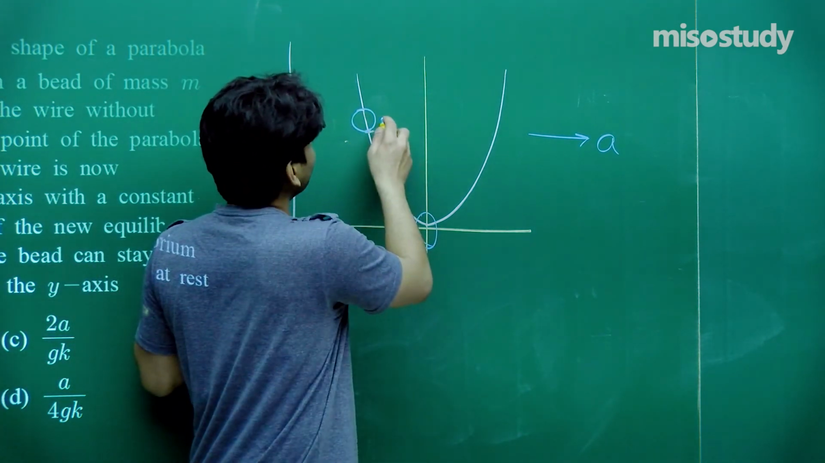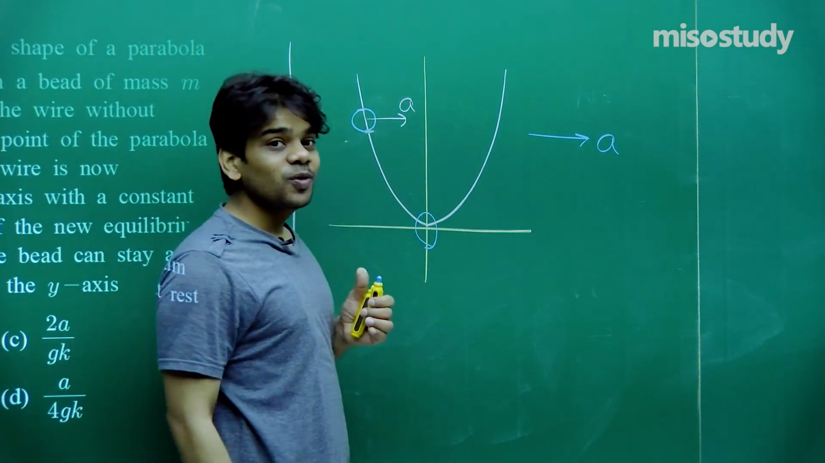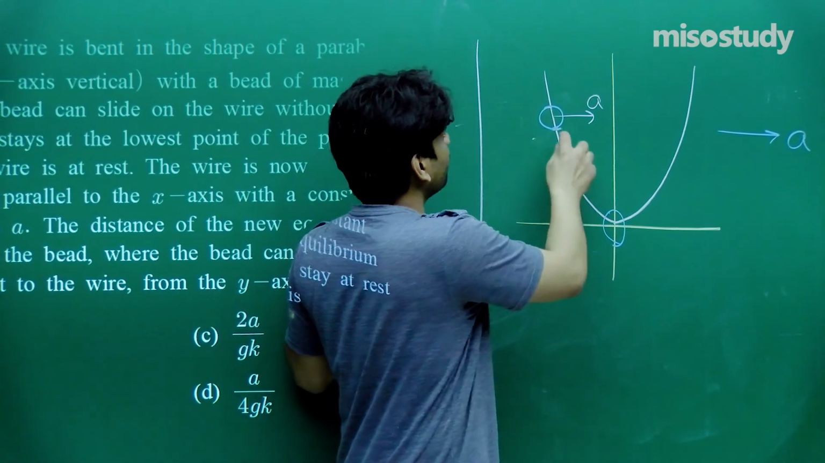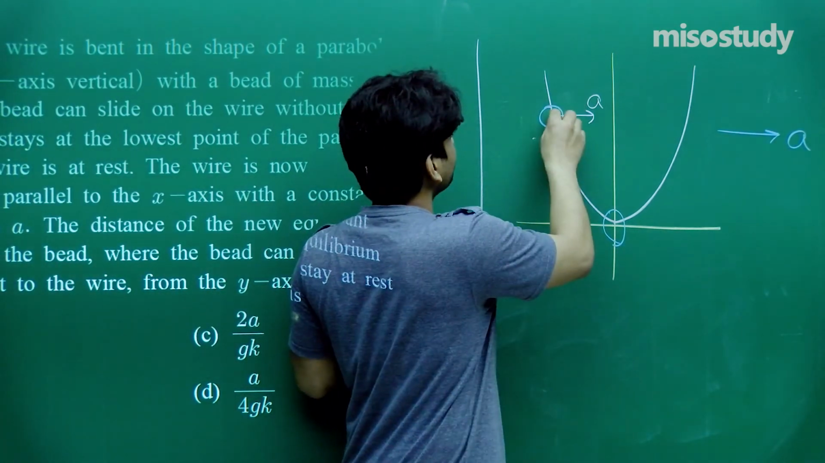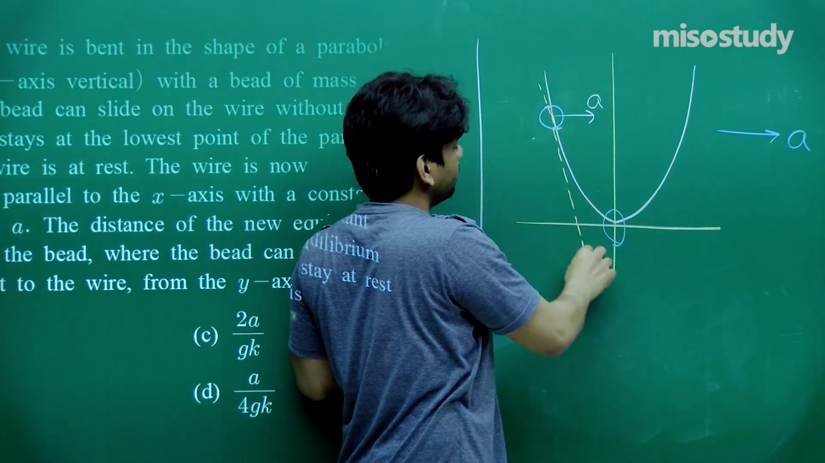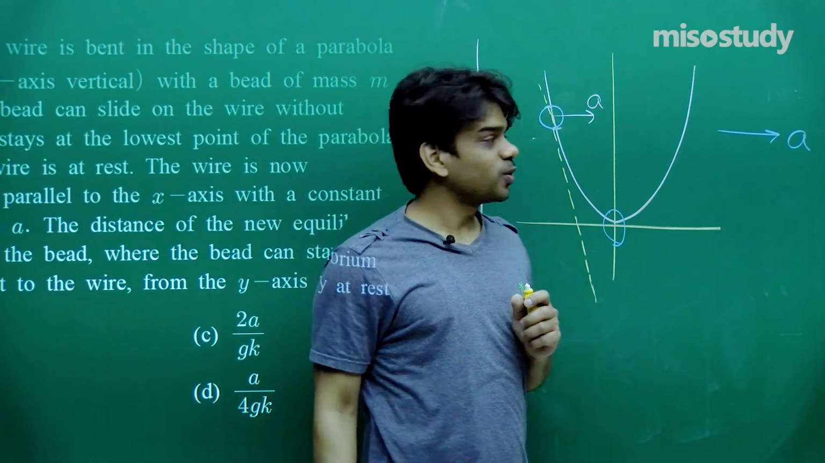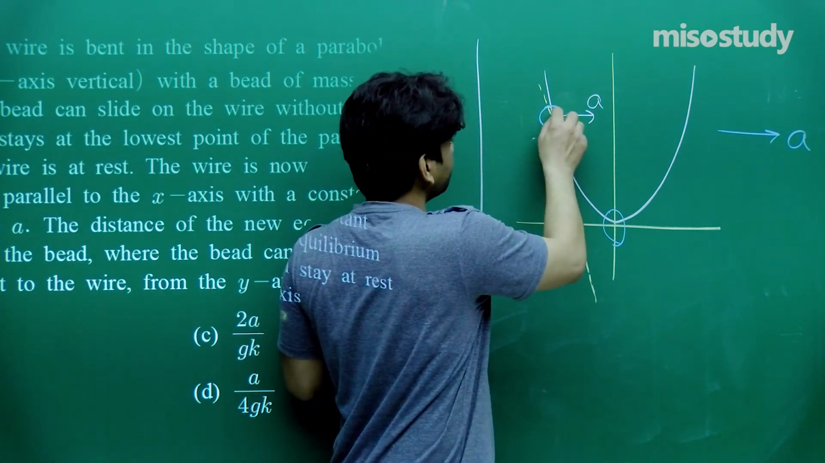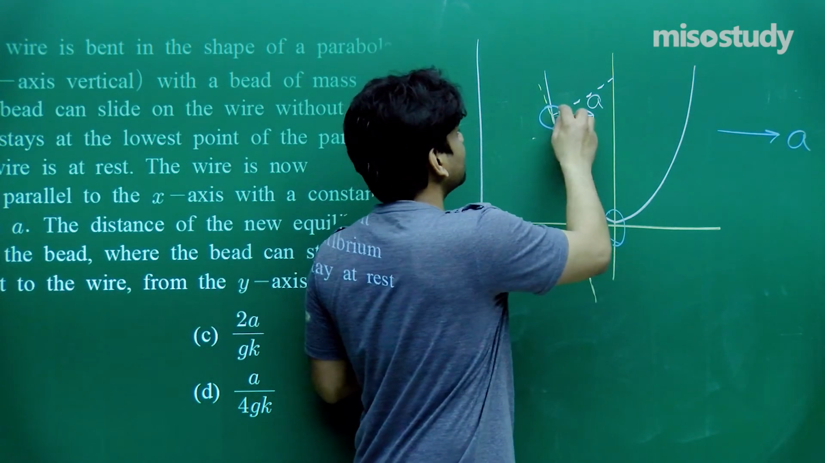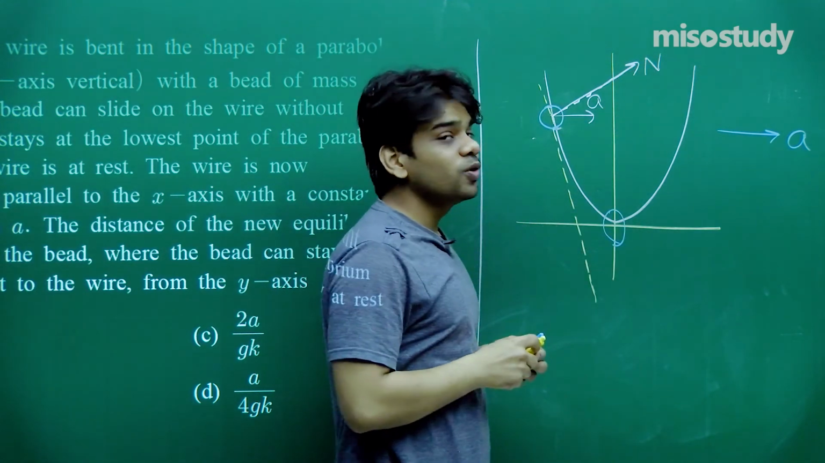Now you see here the acceleration acting on this bead would be a. Now try to find out the slope of the curve at this point. If I draw a tangent to this point, it will be somewhat like this. Now you see here how we can proceed. If I draw a normal at this point, this will be the normal reaction that will be acting on this bead.